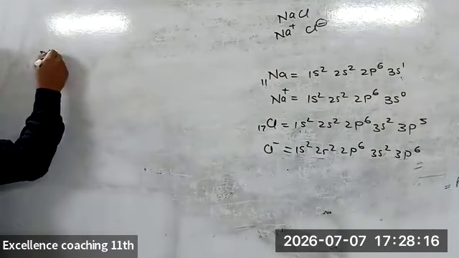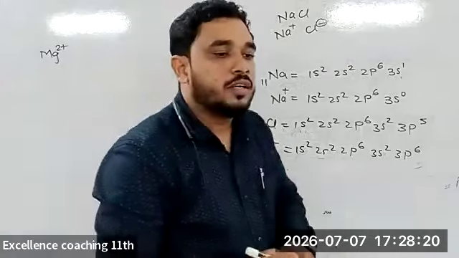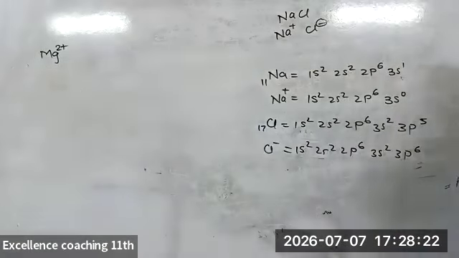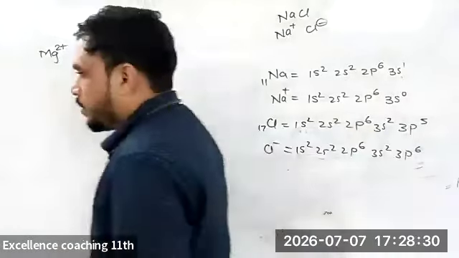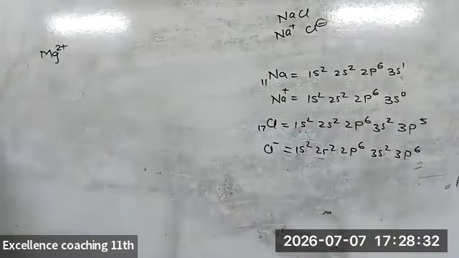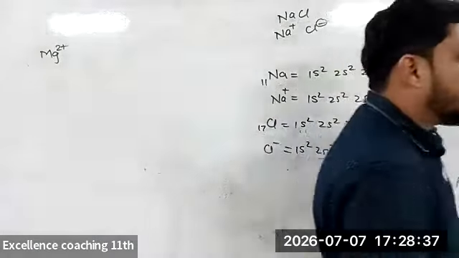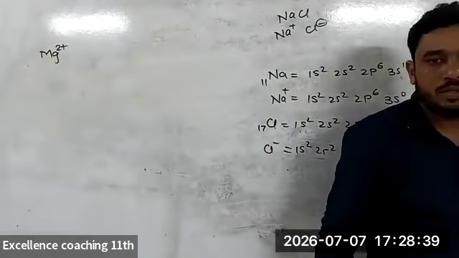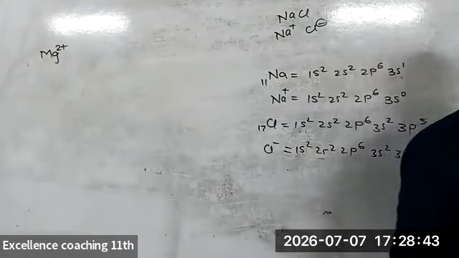Okay. So the example is magnesium 2 plus. Write electronic configuration of magnesium 2 plus. 2 plus means we have removed the electron. Removed. How many? 2. Good.